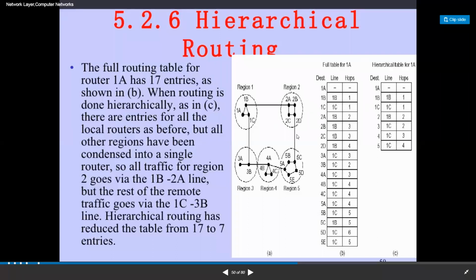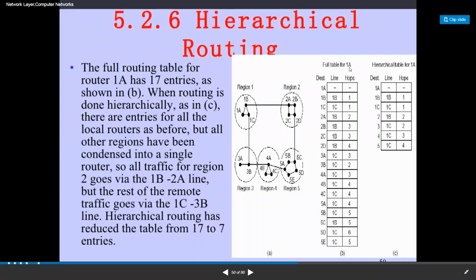This is the full table for 1A. I have just taken an example. 1A's routing table, 1A in region 1, will be like this: 1A to 1B, 1A to 1C, 1A to 2A, 2B, 2C, 2D, 1A to 3A, 3B, 4A, 4B, 4C, 5A, 5B, 5C, 5D, 5E. Altogether 17 entries for the 1A table.